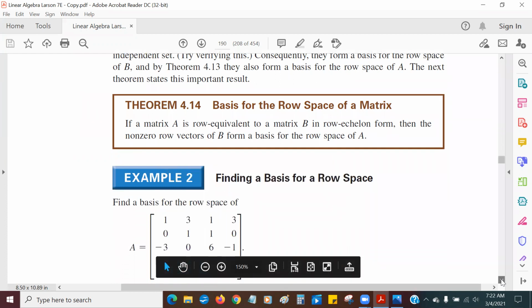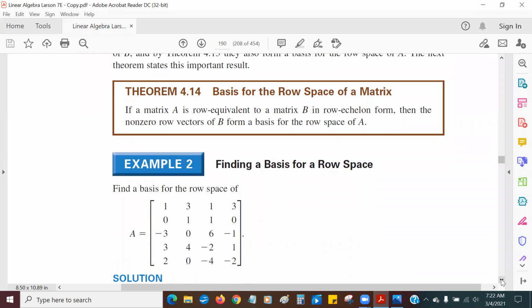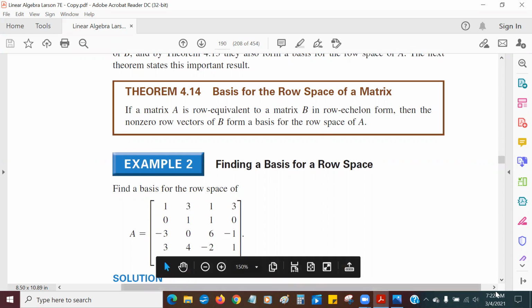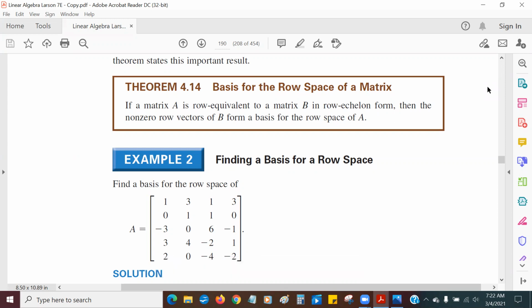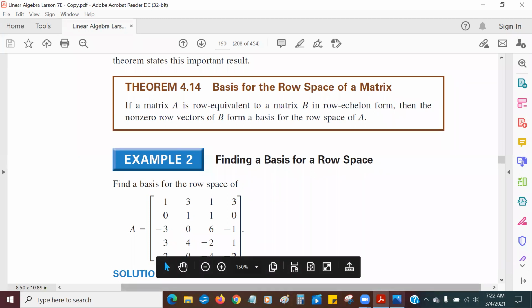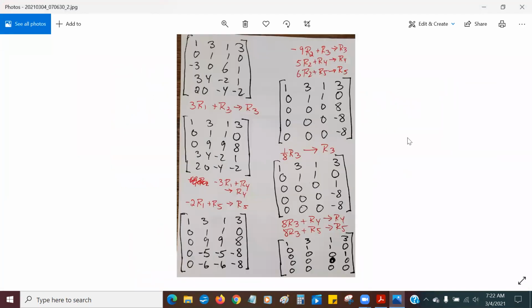So we want to find a basis for the row space of this matrix A. Notice there are 5 rows and 4 columns of this matrix A. The first thing you want to do is put it into row reduced form, and I have the steps right here. So this is where A started. I just copied what you saw on the screen a second ago.